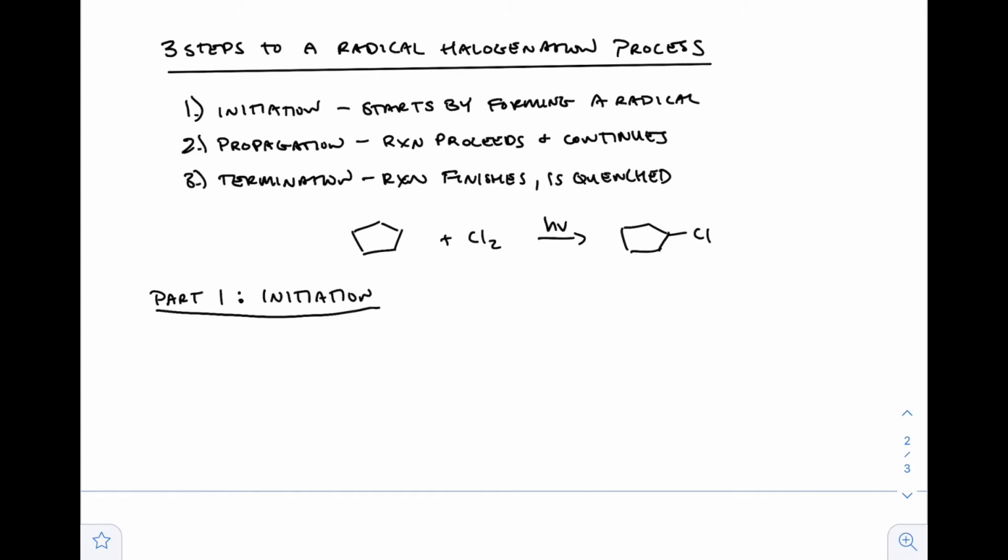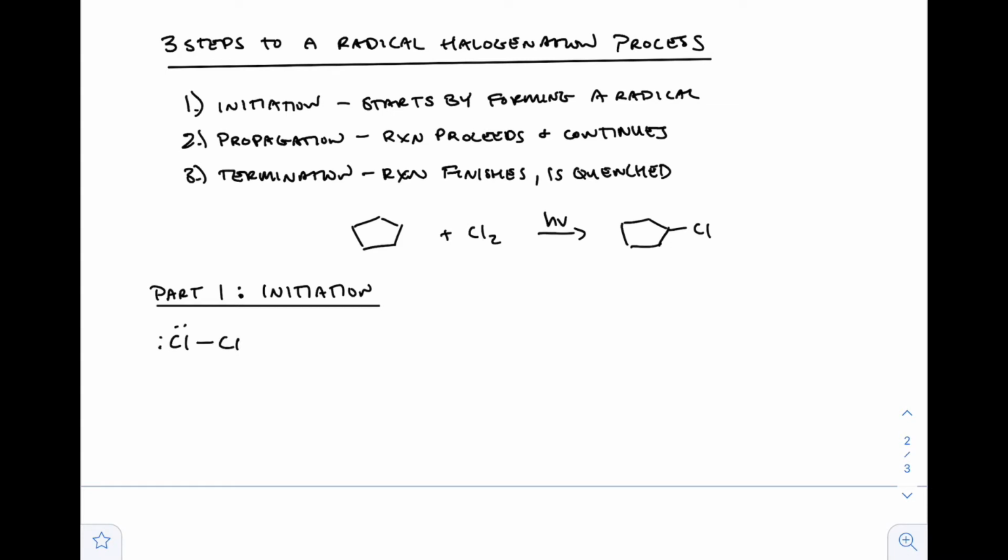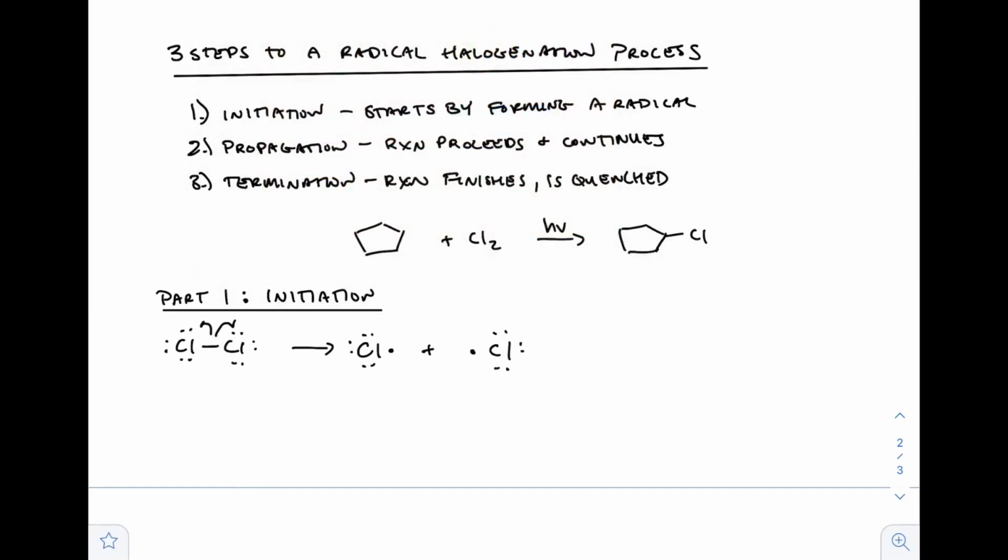Well, first there has to be an initiation step, okay? Now you have chlorine, elemental chlorine, looks like this. When it undergoes homolytic cleavage, you form 2 chlorine dots, two chlorine radicals, right? And that's the initiation step. The reaction has been initiated. It starts by forming a radical, right? So something has to undergo homolytic cleavage. Now it could be elemental chlorine, for example, and then it forms two radicals because it was homolytic cleavage, right?